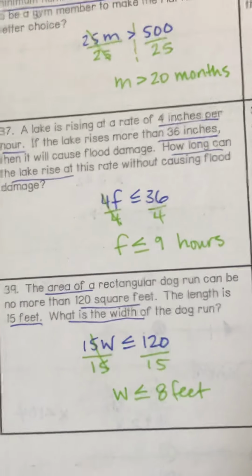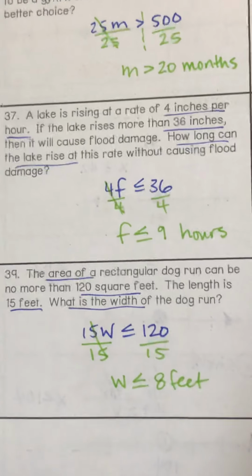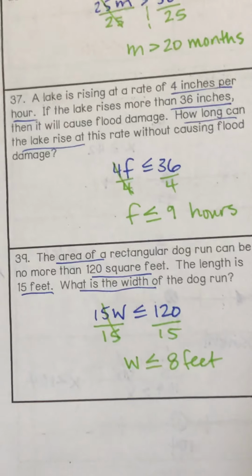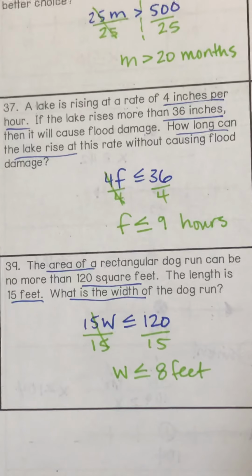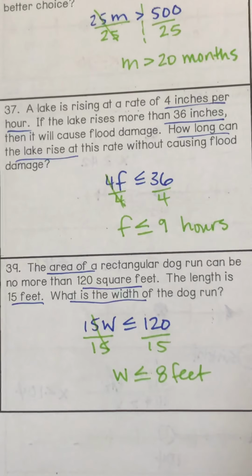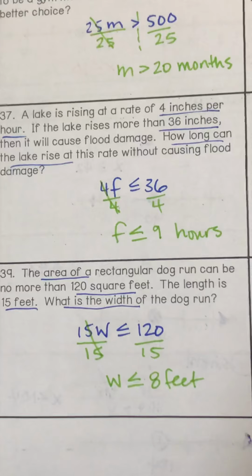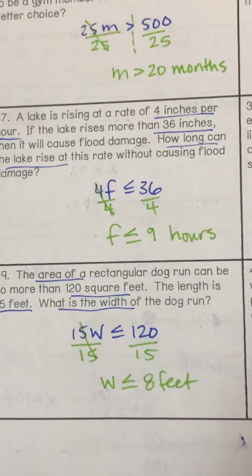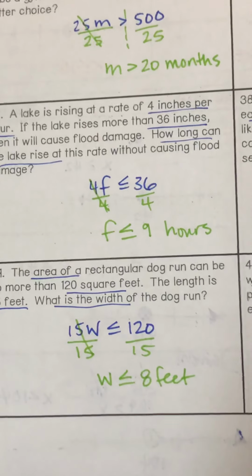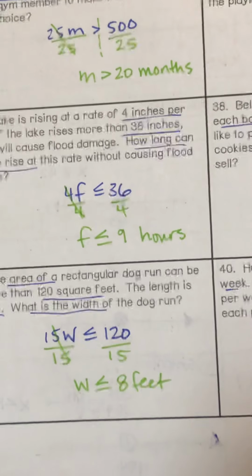So here for 37, a lake is rising at a rate of 4 inches per hour. If the lake rises more than 36 inches, then it will cause flood damage. How long can the lake rise at this rate without causing flood damage? So I did 4 times F for flood is less than or equal to 36. Divide by 4 on both sides. F is less than or equal to 9 hours.